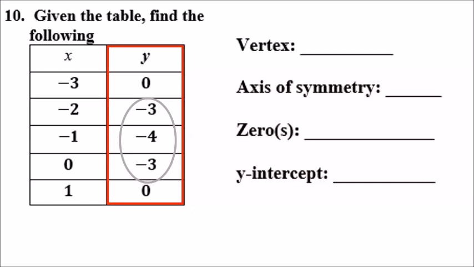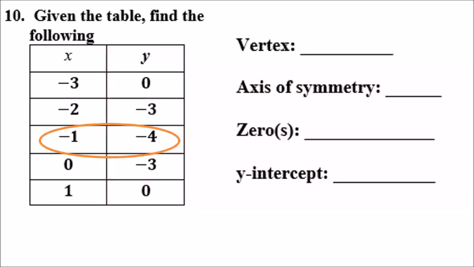We're looking for the number that is trapped by the same number on both sides. It's kind of like a sandwich. So this looks like a sandwich where -3 and -3 are the bread, and the -4 is the meat in the middle. And that meat in the middle is our vertex. So our vertex for this problem is -1, -4. And we're just going to write that as the ordered pair, -1, -4.